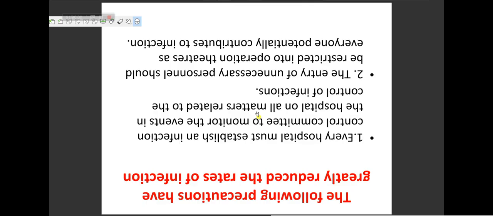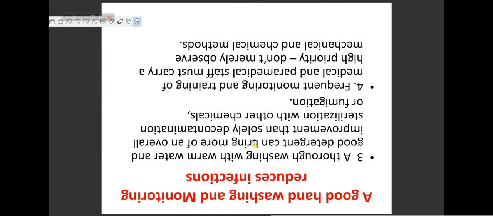The second point is that the entry of unnecessary personnel into operation theaters should be restricted, as everyone potentially contributes to infection. It means unnecessary persons should be restricted. Whoever does not have any work should not come into the operation theaters.